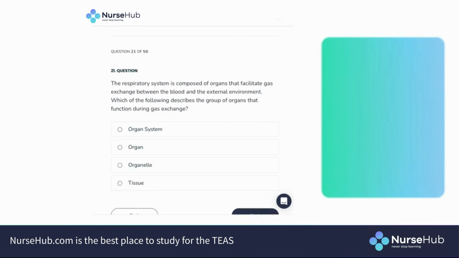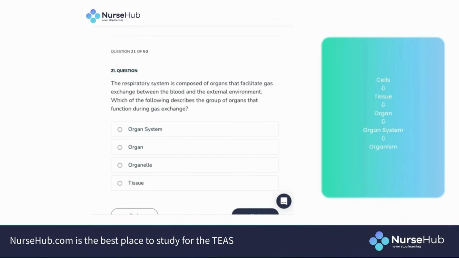Question number 21. This question is sort of on levels of organization. It says the respiratory system is composed of organs that facilitate gas exchange between the blood and the external environment. Which of the following describes the group of organs that function during gas exchange? So you're looking for the term here that describes multiple organs working together.